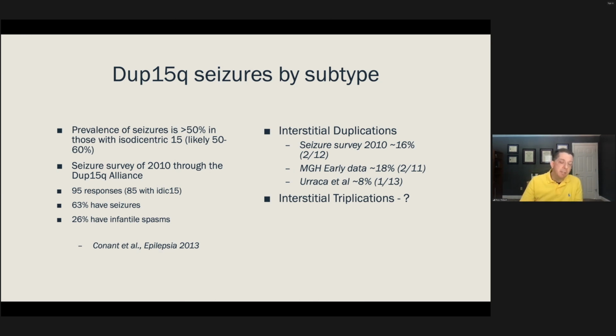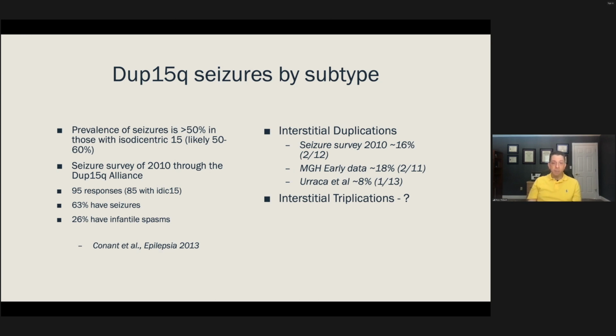But when you look at the literature as a whole and just looking at our clinic population, the 50 to 60 feels about right. And with interstitial duplications, there's not a lot of data. In that survey, we had 16%. The first, I can't remember, it was like 100 kids we saw at Mass General. It was about 18%. And then in the study that Larry Ryder did that we helped with, it was 1 out of 13, so more like 8%. That's probably the most accurate, just because of the way the sample was picked. And that seems right with interstitial duplications, probably in the neighborhood of 8%, 10%.